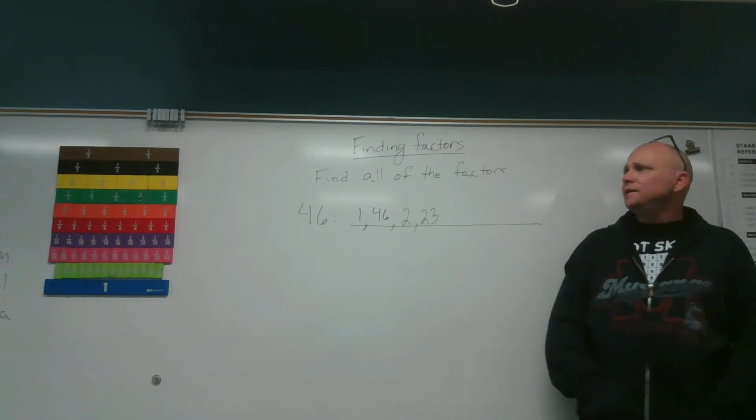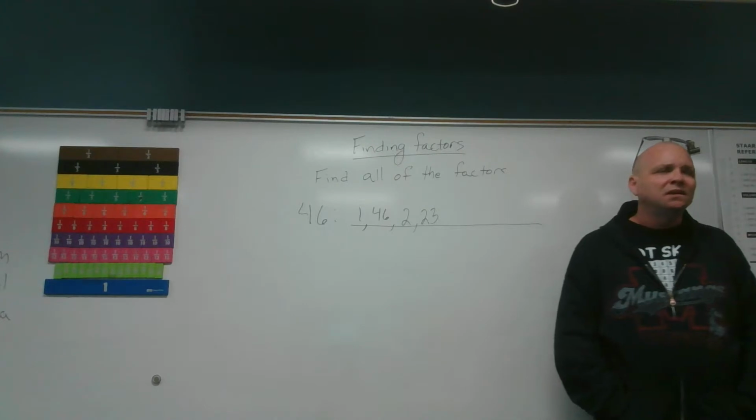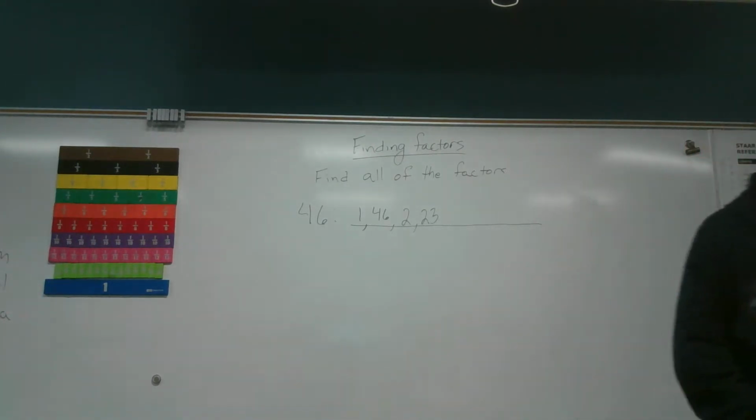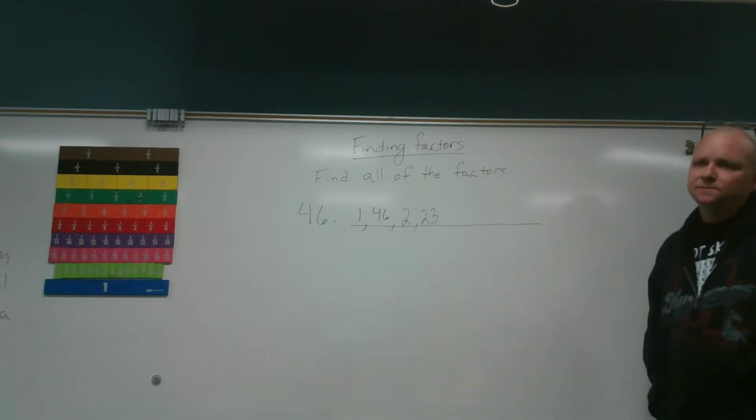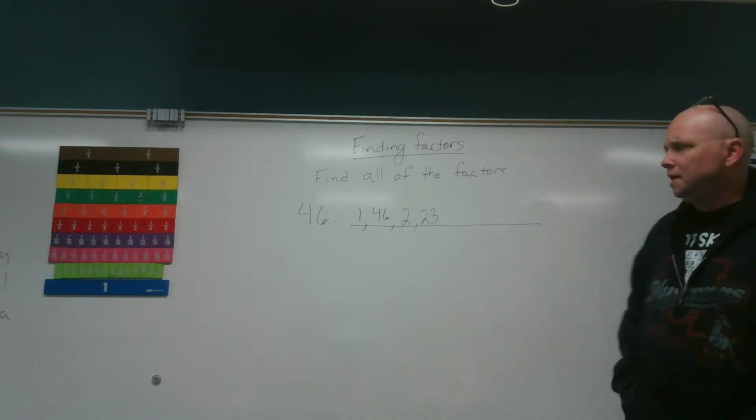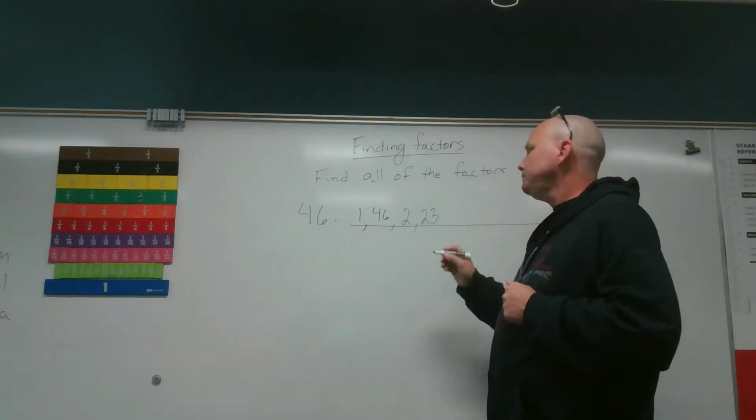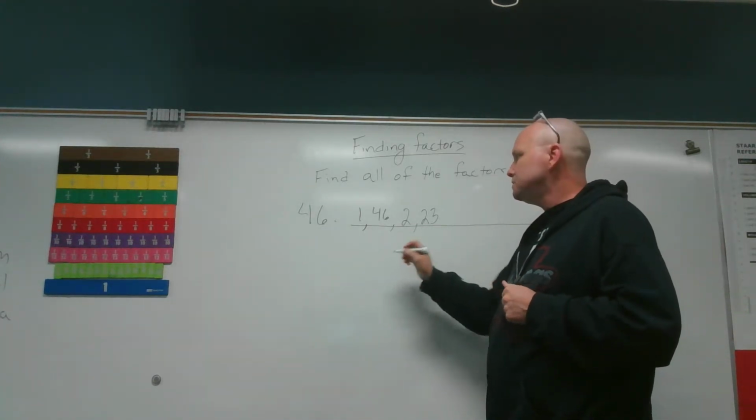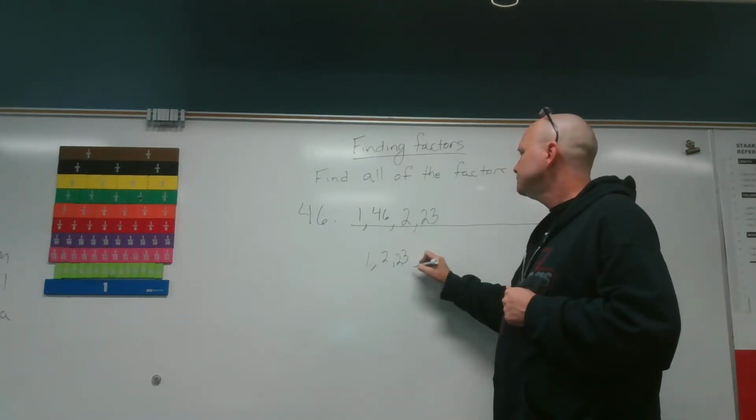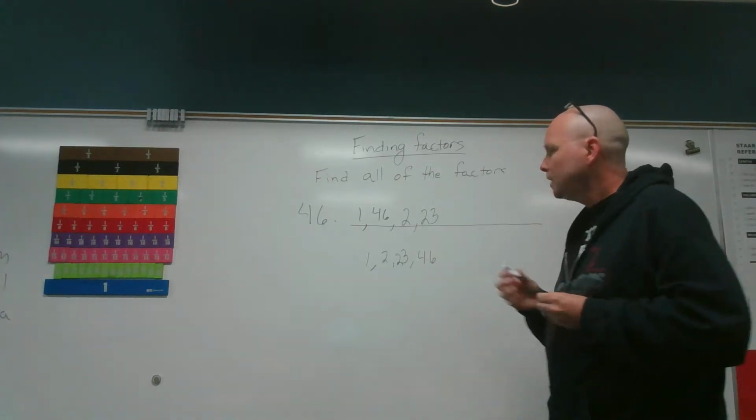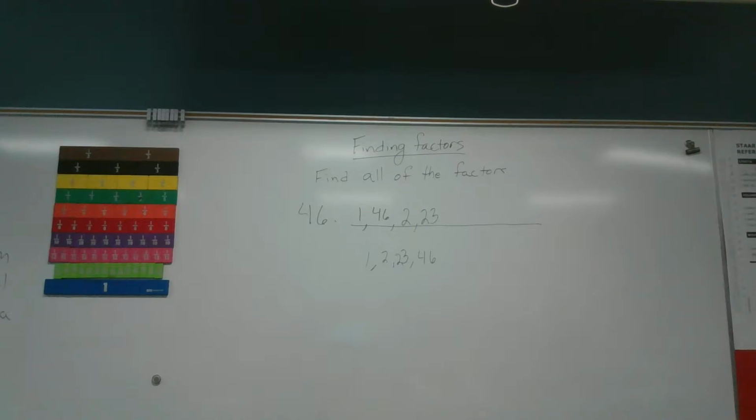7 doesn't, I know. 8 doesn't, I know. 9 doesn't, 10 doesn't. Okay? Once I've gone that far along, I'm probably pretty sure. All right, and when you list them, you want to list the factors in order from least to greatest. 1, 2, 23, 46, in order from least to greatest.